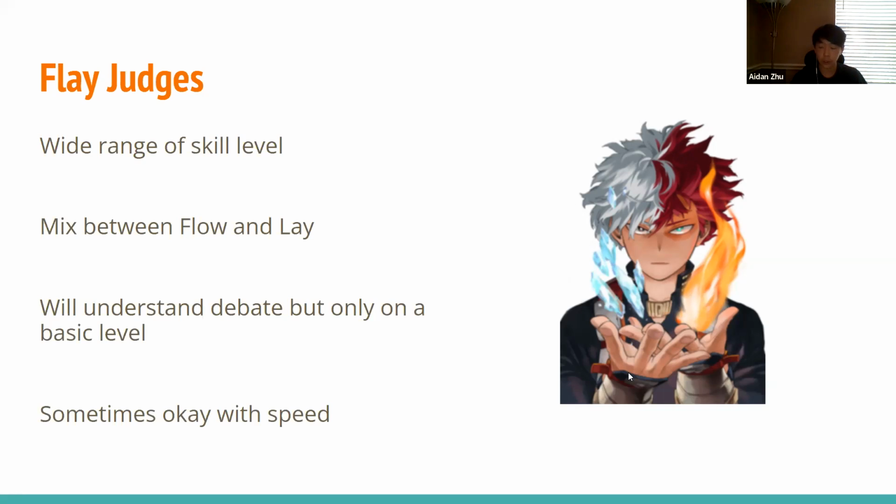The best way to do this is just to ask them questions beforehand, right before the round begins. Most judges are open to these kinds of things. If you ask them something like, hey, are you okay with speed? They'll answer you really clearly. And so it's a really good way of determining what skill level your judge is at. It works especially well for flay judges when you can't really determine what kind of flay judge they are.